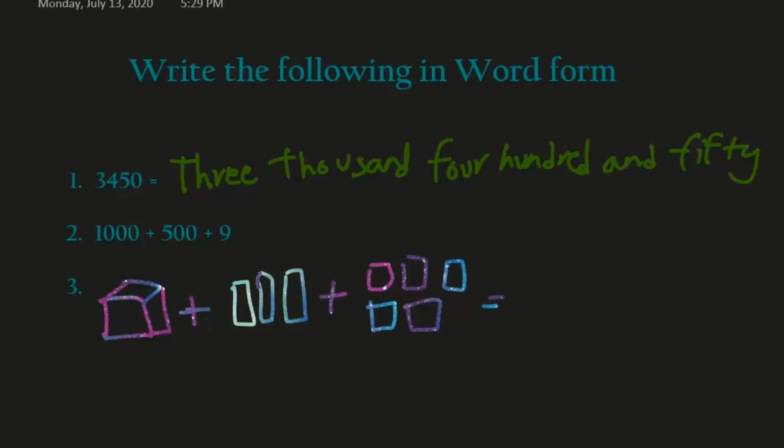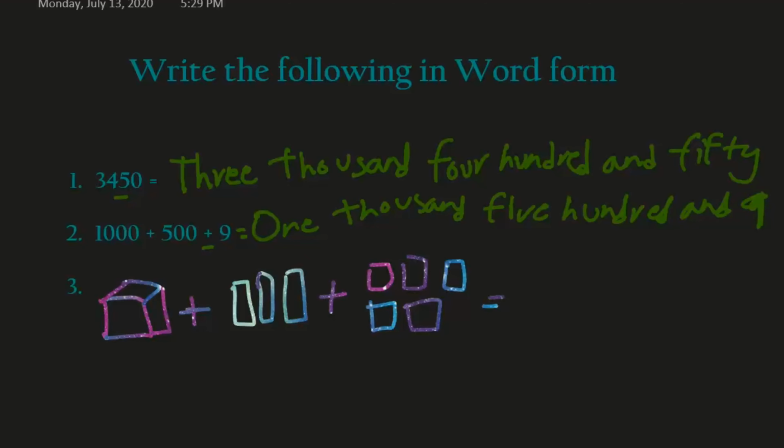Now, this is in expanded form, so that might make it easier for us. So, 1,000, 500 and 9, because there's nothing in tens place. There's nothing here, so and 9.